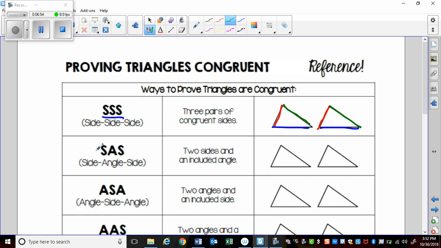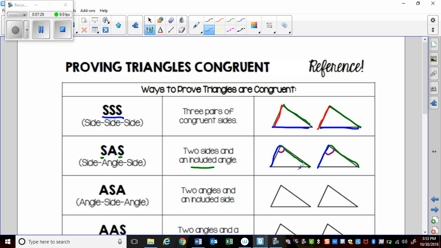Now, if we don't have all three sides, but we have two sides and the angle in between, this is the included angle. So it does matter which angle it is. If this side is congruent to this side, maybe this side is congruent to this side, that's fine. But then they have to give us the angle in between these two sides, the one that's connecting them. Then this is side, angle, side. And we can prove that everything else is congruent by side angle side postulate.